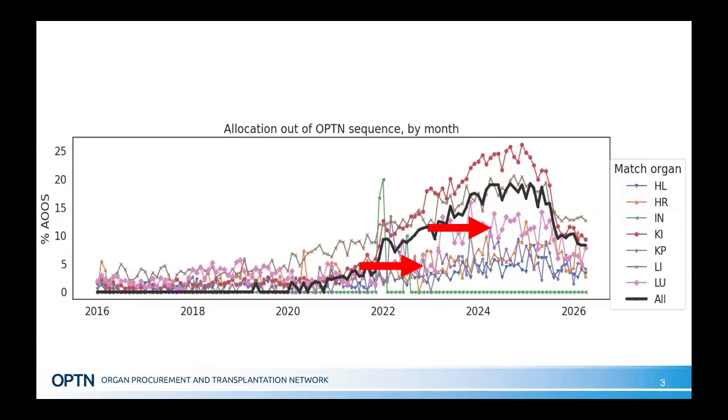And CD, or continuous distribution, or CAS, was implemented around this time. And you can see that temporally, at least, there was a noticeable increase in allocation out of sequence. Now, also, I think interestingly, once we as a community and the OPTN began to focus on this increase in allocation out of sequence in 2025, you can see a precipitous drop in allocation out of sequence, back down to levels that approximate where they were, at least in lung, from before we went into continuous distribution. And that's prior to any changes to the allocation system.